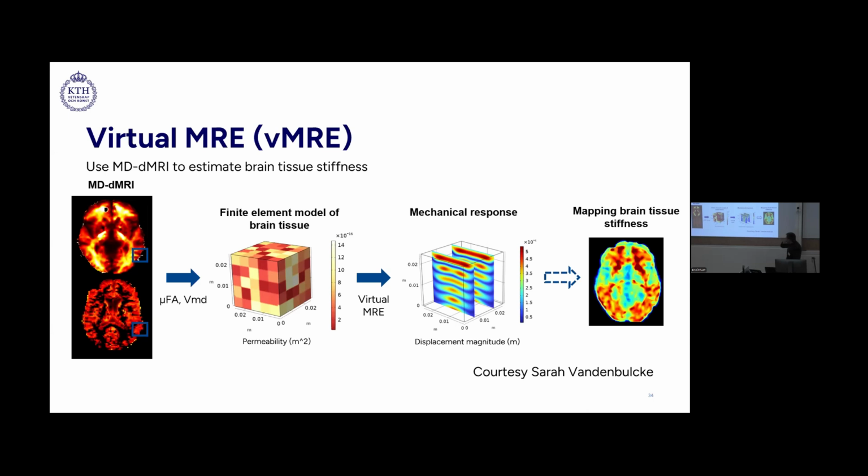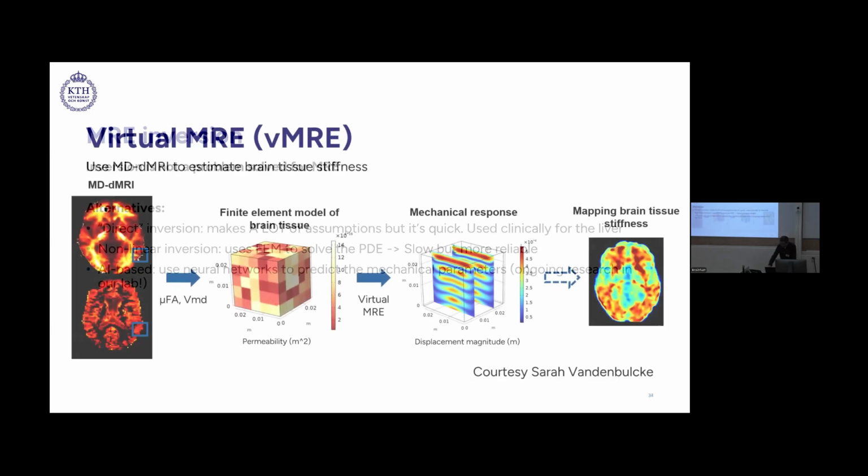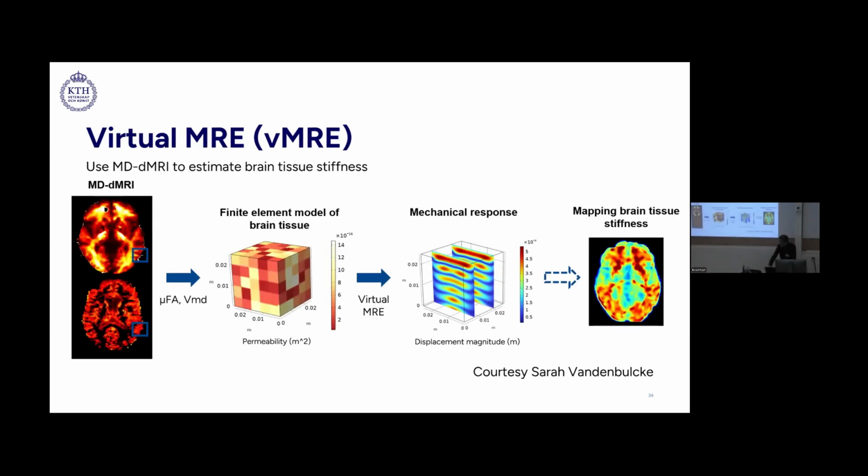Why is this interesting? Because in this way you would not need to have this pneumatic pump, which is very expensive and cumbersome to set up. So if you have a model that, given MUDI, can give estimations of stiffness, then you will be able to install this in any scanner in any part of the world, I guess. This is something that we are working on with Sarah. So maybe in the next meeting we'll show more results on that.